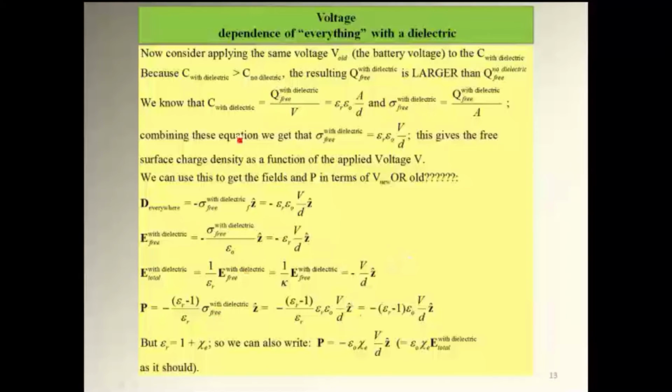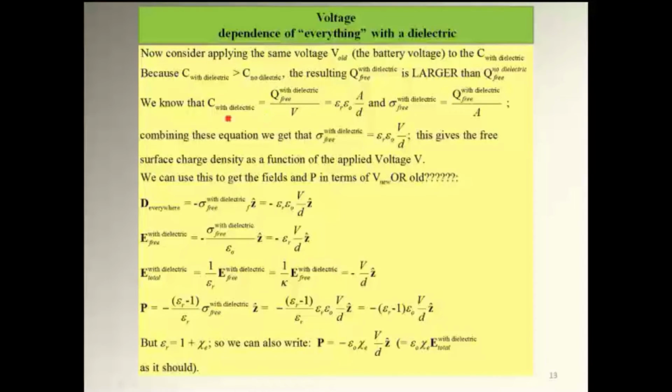Now, because the C with the dielectric is greater than C no dielectric, we're going to get a larger Q when we have the dielectric, the free charge, larger than the Q that we had before with no dielectric, considering only the free charge. Think about this a little bit. Before, you charged the unfilled capacitor and you got a Q given by this right here. When you have the dielectric, in order to get the same voltage, you have to give the capacitor more charge.